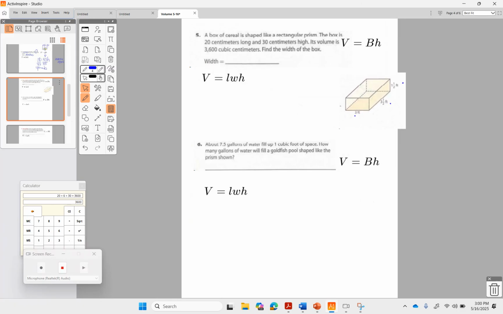So let's go back to my problem here. 7.5 gallons of water fill 1 cubic foot of space. So this is actually confusing. I first need to figure out the volume, okay, in cubic feet. So I'm going to do volume like I've done before. Volume equals the length is 3. The width is 3.5. The height is 1.5.